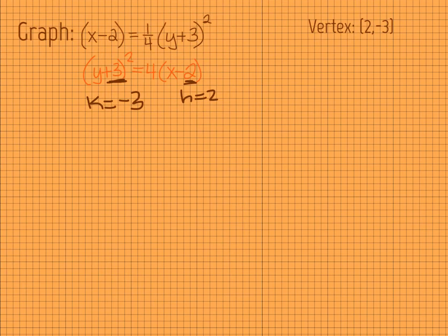And let's go ahead and plot that on a graph. And I don't like how tiny these little grid lines are, so I doubled mine. And we're going to plot our vertex at 2 and -3 right there. The next thing I'm going to look at is, is this a horizontal or a vertical graph? And this time, since y is squared, I know it's a horizontal graph. It's going to open left or right.